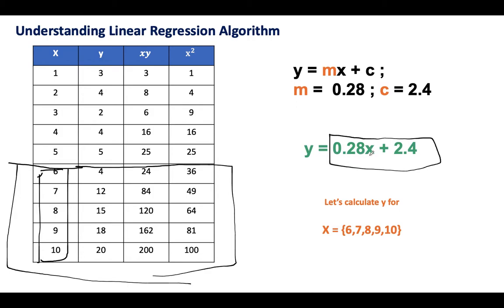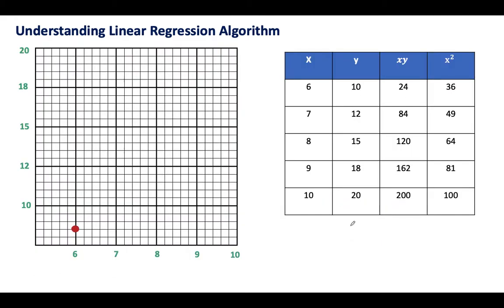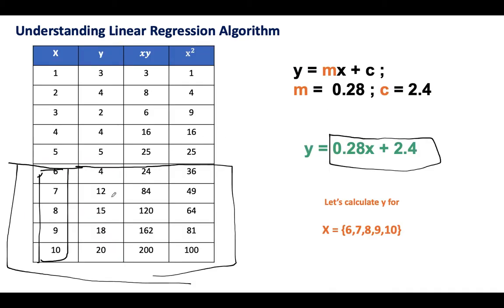So this is 0.28x plus 2.4. This would be the equation: y equals 0.28x plus 2.4, that is m and c. And let's calculate for this. From here we can see the actual values are going to be 4, 12, 15, 18, 20. Let's see what comes.